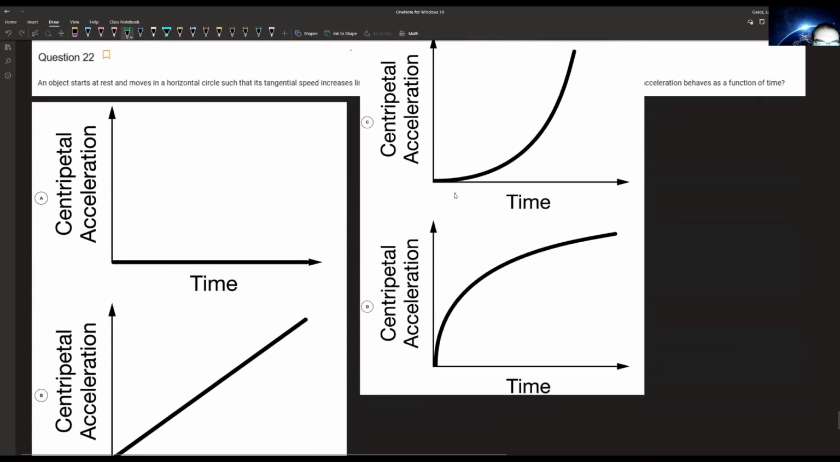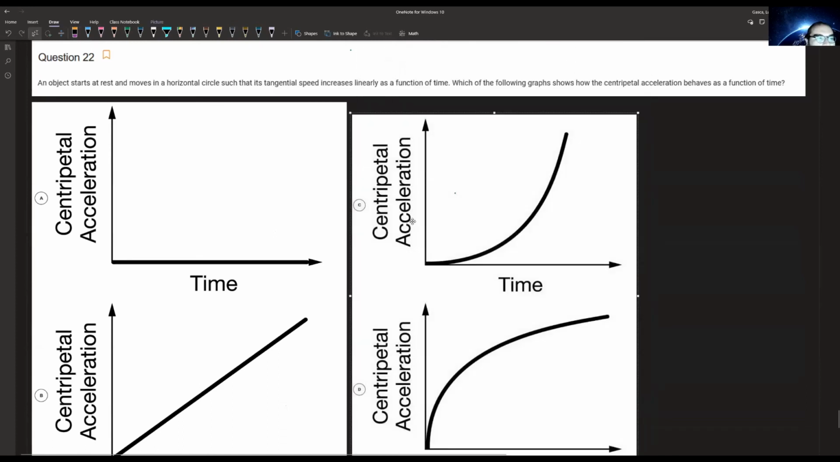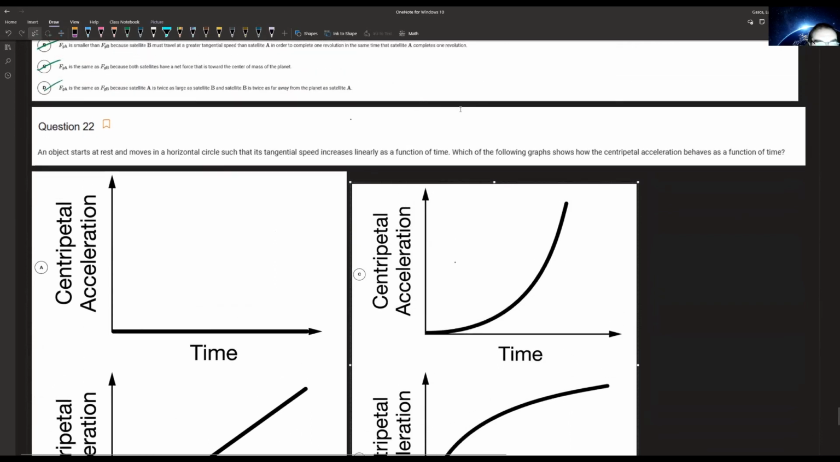Okay, last question, and then we're here on the home stretch. An object starts at rest and moves in a horizontal circle such that its tangential speed increases linearly as a function of time. Which of the following graphs shows how the centripetal acceleration behaves as a function of time?